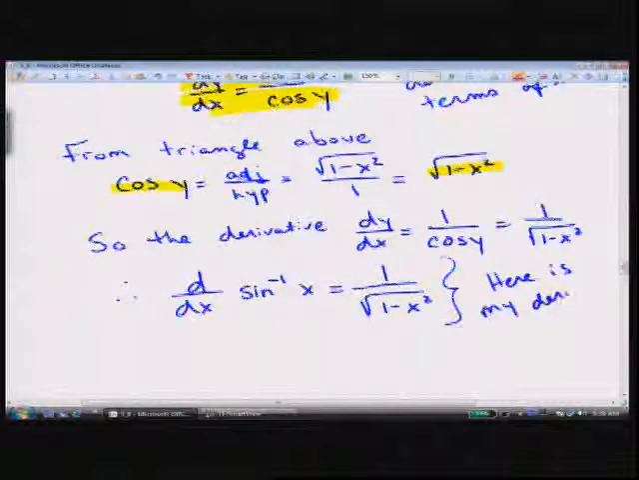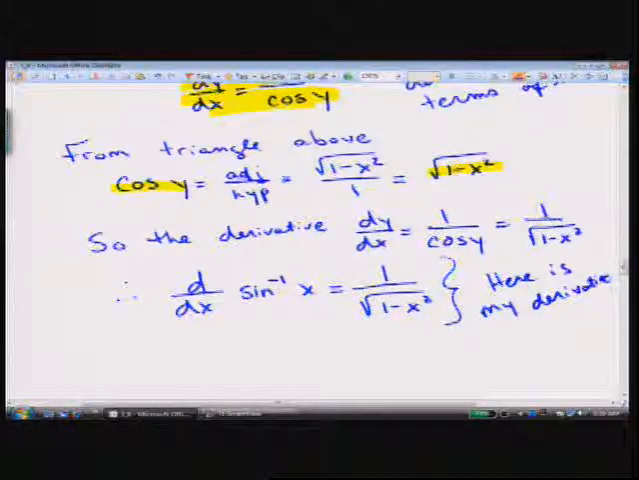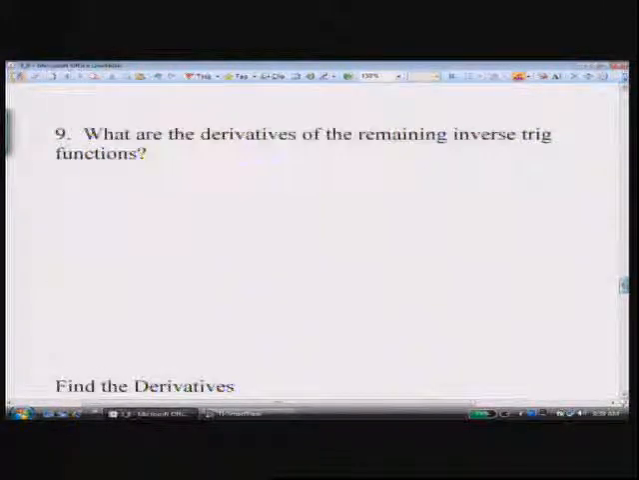That's what I was looking for. And the rest of the inverse trig functions can be found in the same manner. But I'm not going to find them. I'm just going to give them to you. Okay? All right.